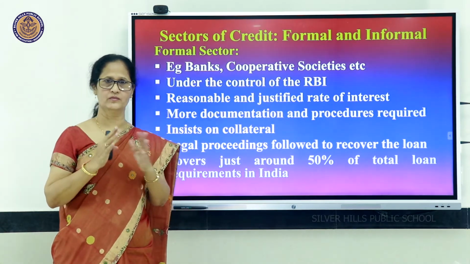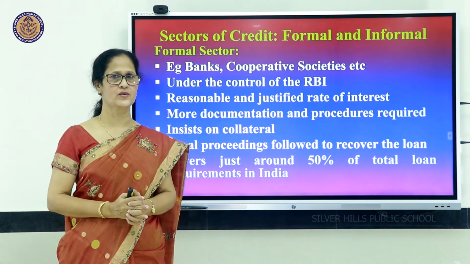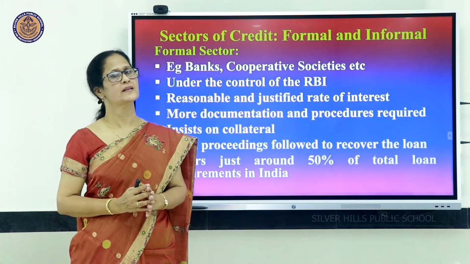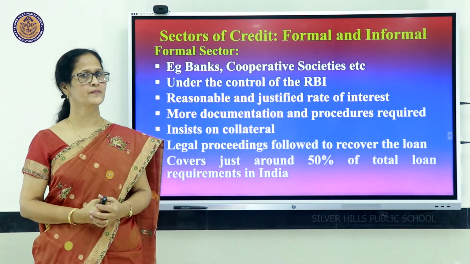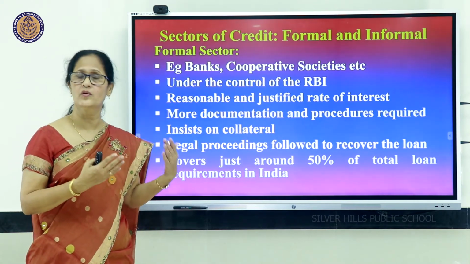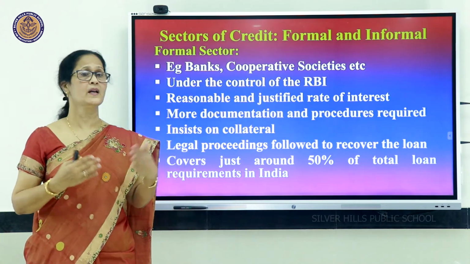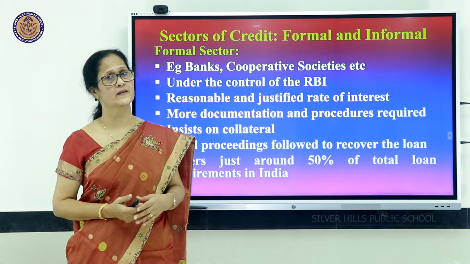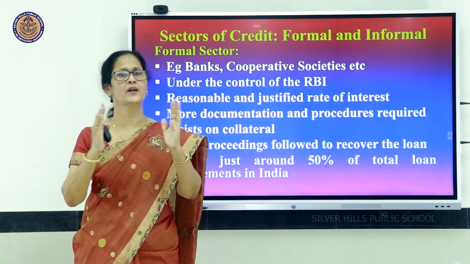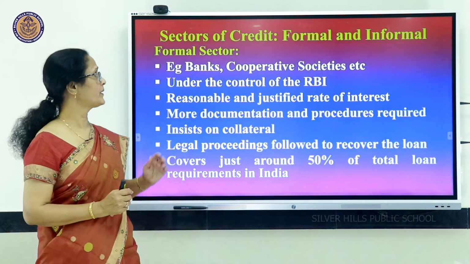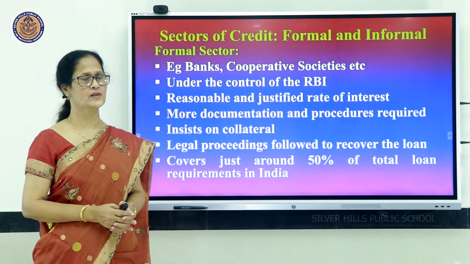So now that we know about credit, we should know the sources of credit also. Where do people take loans from? Some people go to the bank and take loans, whereas other people may take loans from money lenders or traders or employers, large farmers, friends, relatives, etc. So, all these sources of credit can be classified into two groups. They can be called formal sector loans and informal sector loans.